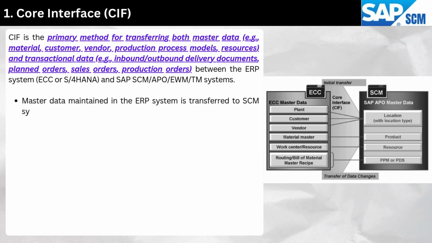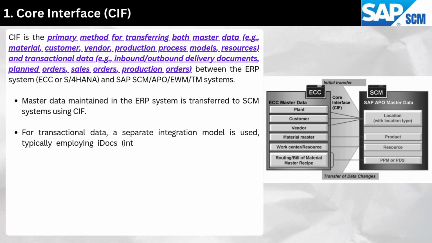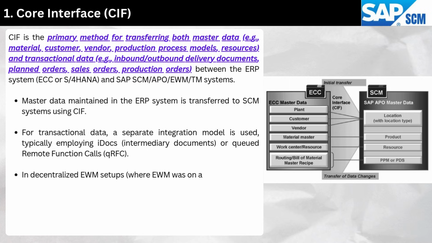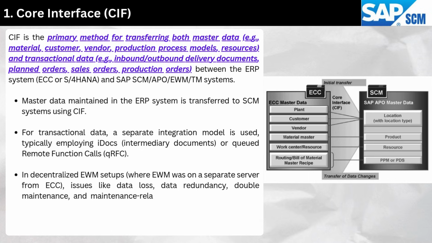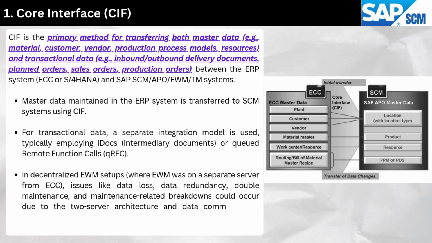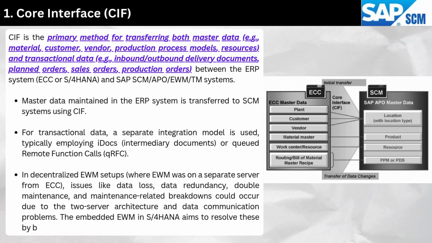SCM/APO/EWM/TM systems. Master data maintained in the ERP system is transferred to SCM systems using CIF. For transactional data, a separate integration model is used, typically employing IDOCs, intermediary documents, or queued remote function calls, QRFC. In decentralized EWM setups, where EWM was on a separate server from ECC, issues like data loss, data redundancy, double maintenance, and maintenance-related breakdowns could occur due to the two-server architecture and data communication problems. The embedded EWM in S/4HANA aims to resolve these by being on the same server.